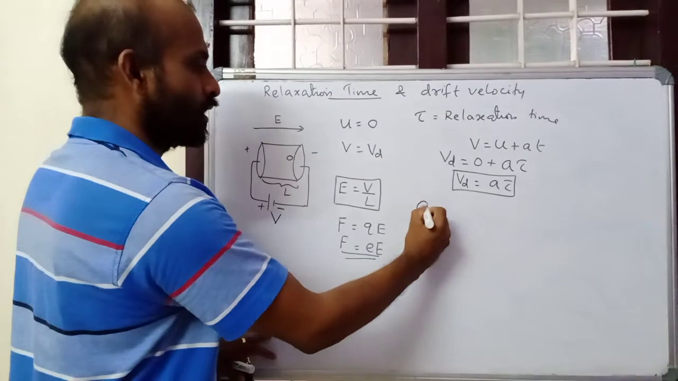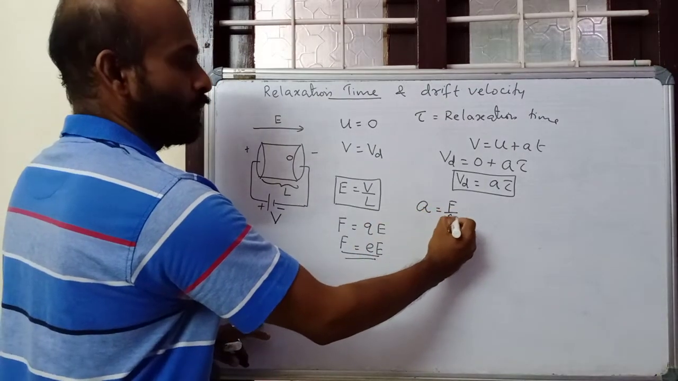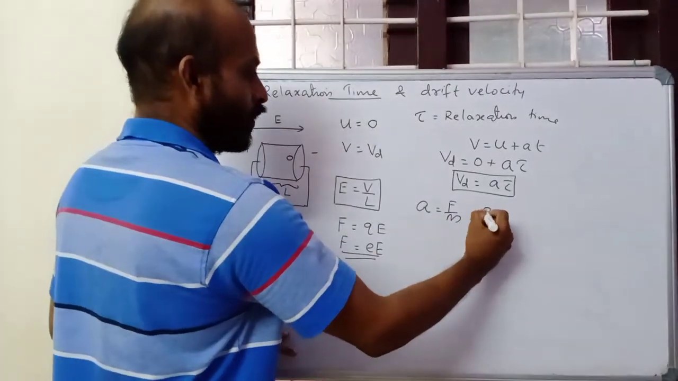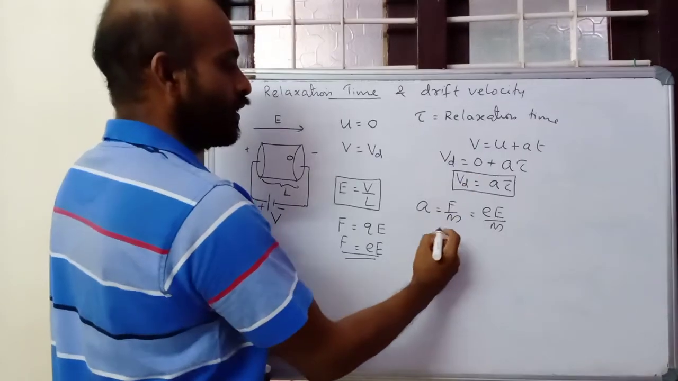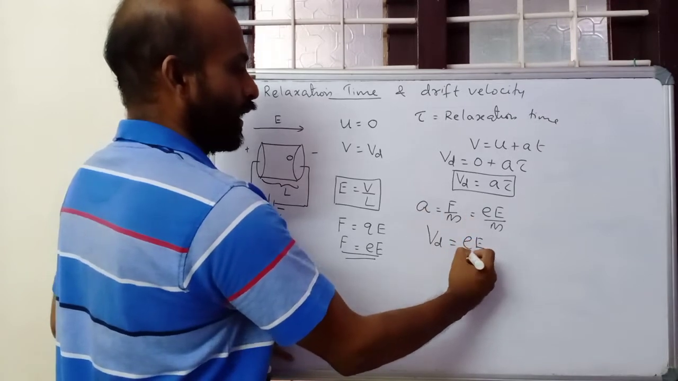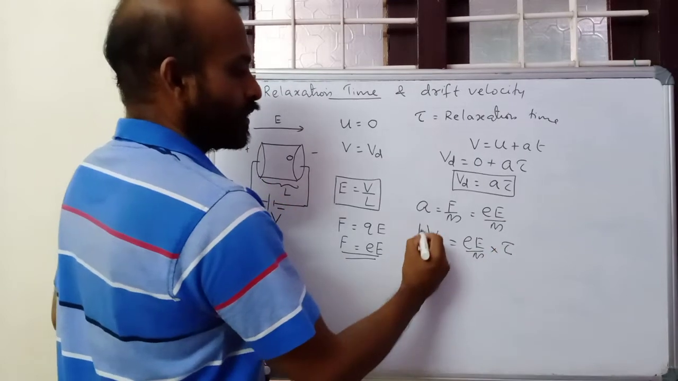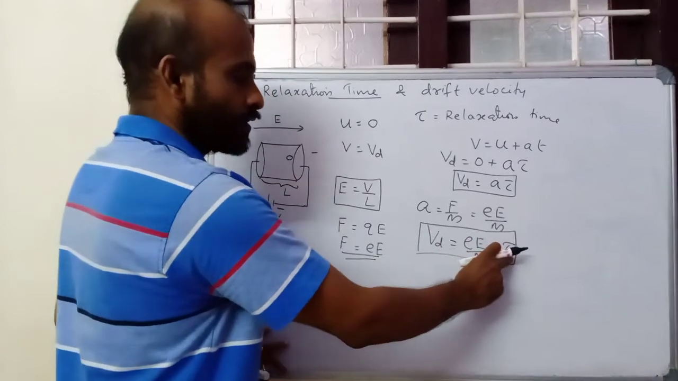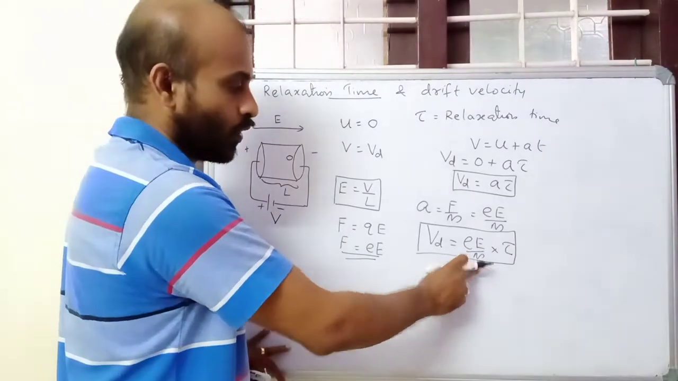If there is force, there will be acceleration. Acceleration is equal to force by mass, where m is the mass of the electron. Substituting eE instead of F, we get the equation eE by m. This is the acceleration. Substituting here, drift velocity is equal to eE by m into tau, where tau is the relaxation time. This is an important relation connecting drift velocity, relaxation time, electric field, charge of the electron and mass of the electron.